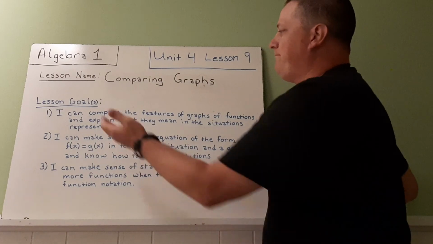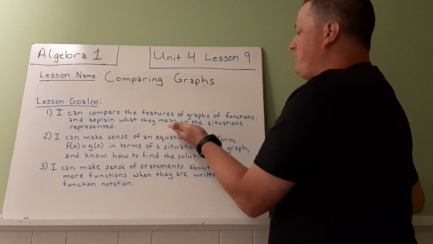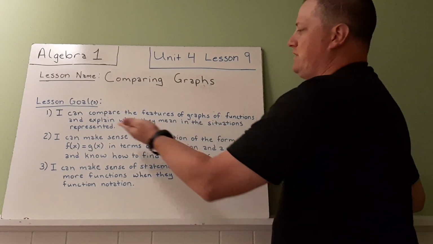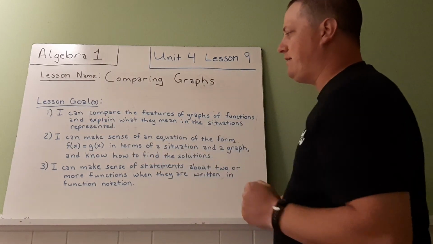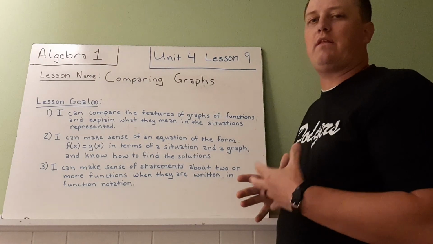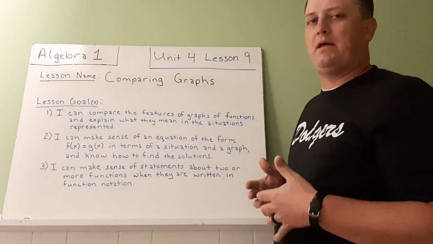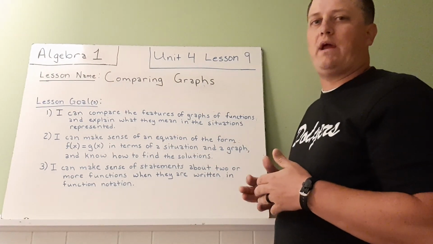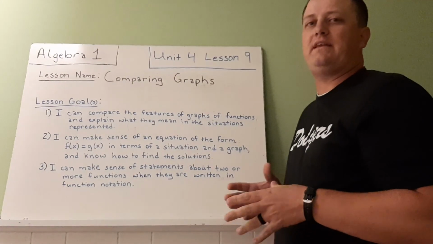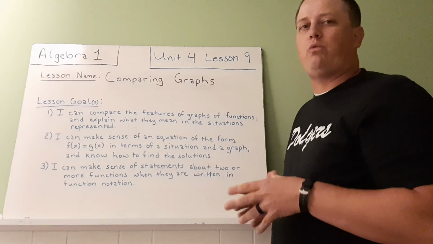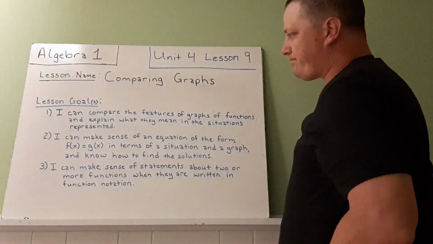So, goal number 1, I can compare the features of graphs of functions and explain what they mean in the situations represented. So we'll be able to look at the features of the graph, the maximum, the minimum, the rate of change, those things, and compare them and explain what the differences are, how each one compares to the other.